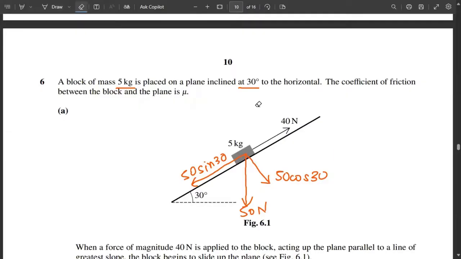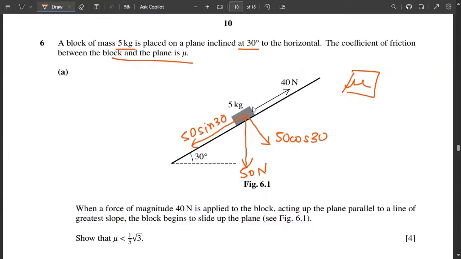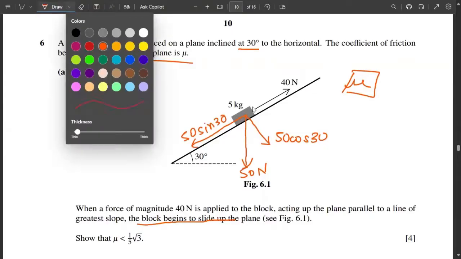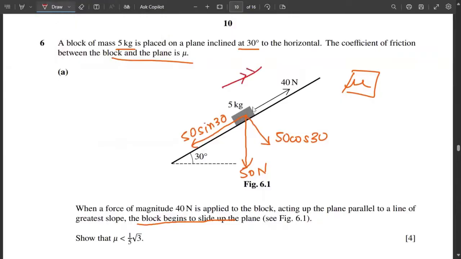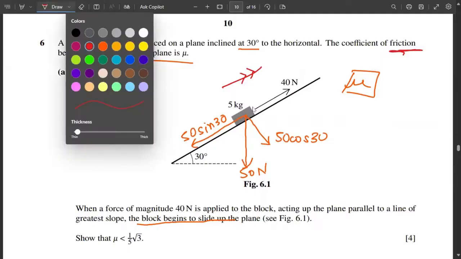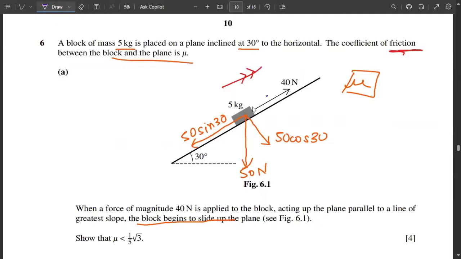The coefficient of friction between the block and the plane is mu. Okay, so there is coefficient of friction. When a force of magnitude 40 Newton is applied acting up the parallel line, the block begins to slide up the plane. Now understand this. The block is moving up and there is friction. The friction will try to resist its movement, so obviously the friction will act down. So this is Fr, which is frictional force.